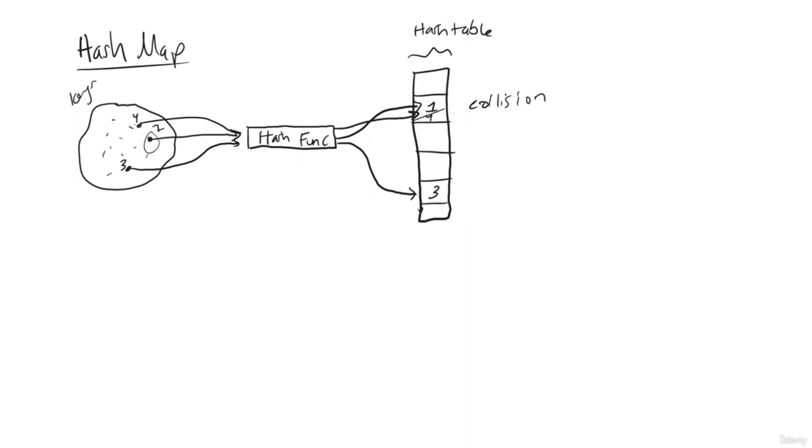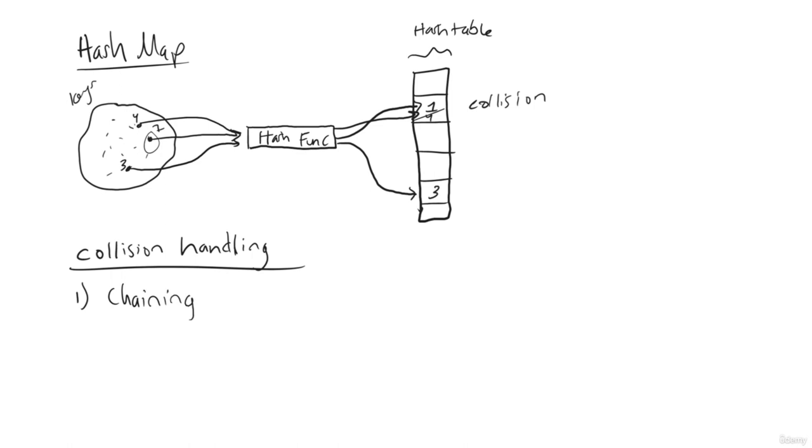And of course, people have solved this, and they have solutions for this. There are two common collision handling techniques. There are actually quite a few ways to handle collisions, but in this course, we're only going to go through the two major ones that I can think of. So the first one is chaining. You will hear this a lot. And what is chaining? Well, chaining is such.